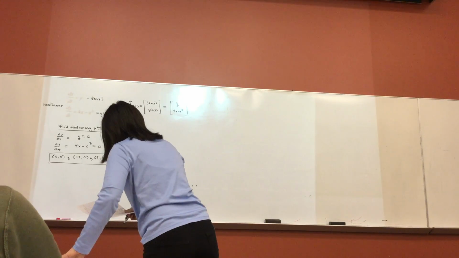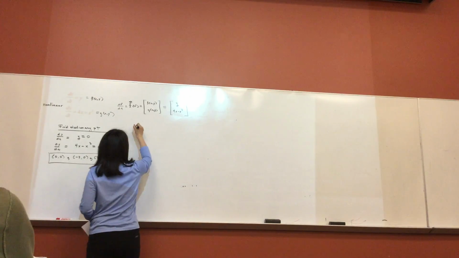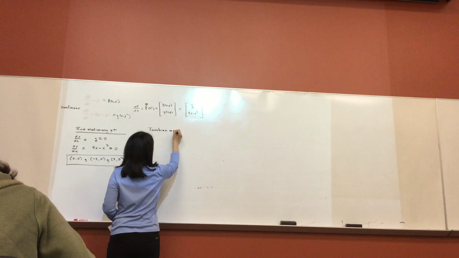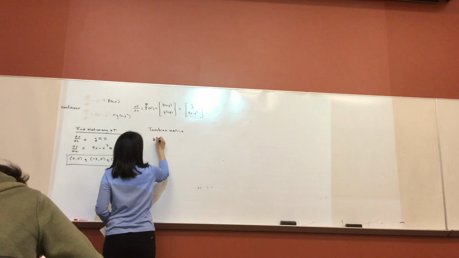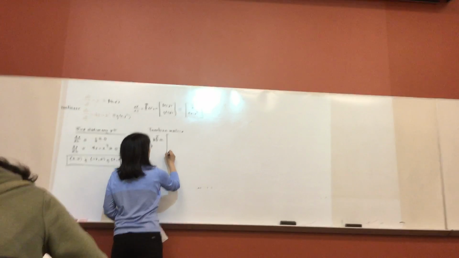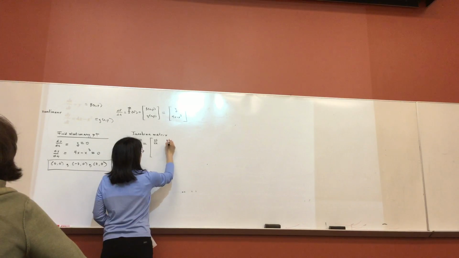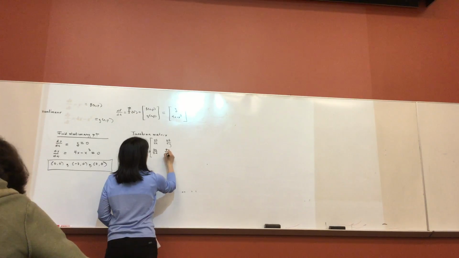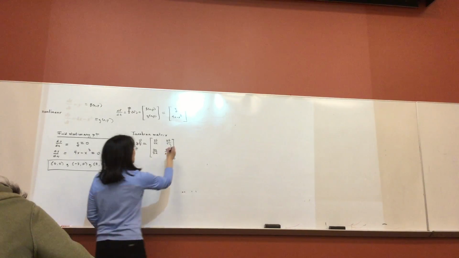Okay. And now what we're going to do is write down the Jacobian, right? So this is the Jacobian matrix. You write it like that, that's the Jacobian matrix, okay? And you write the derivative of f with respect to x, the derivative of f with respect to y, derivative of g with respect to x, derivative of g with respect to y. Okay? And let's go ahead and do that.